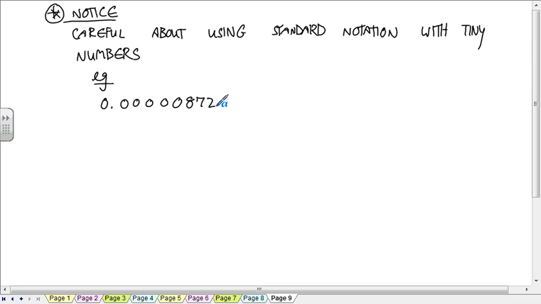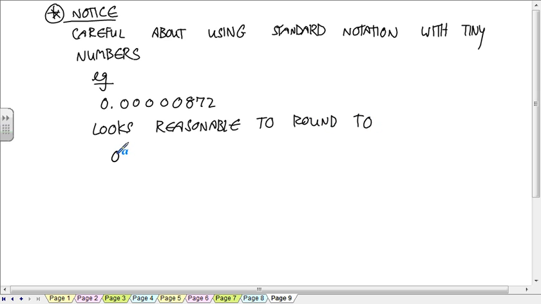It may look reasonable to round this to 0.00009, right? I mean, it's such a small number. You've only changed the number by 0.000028 or whatever. It doesn't seem like much.